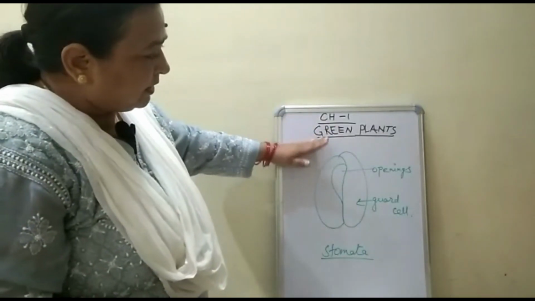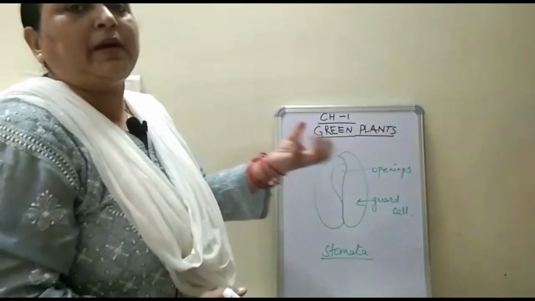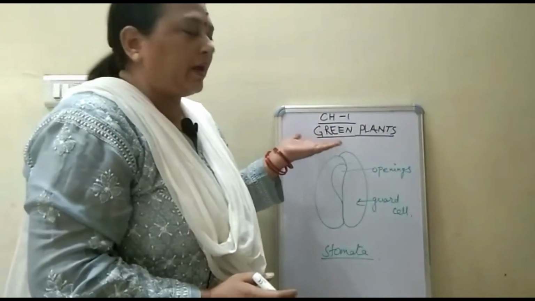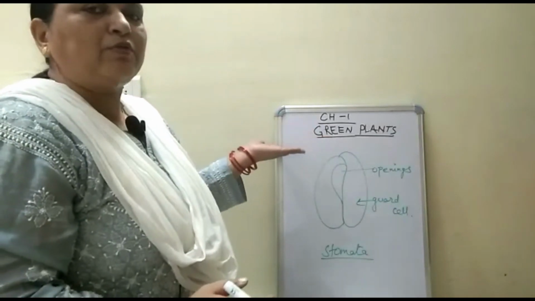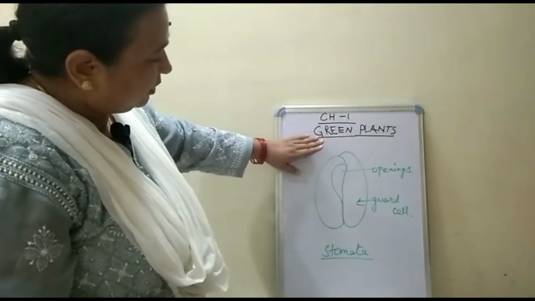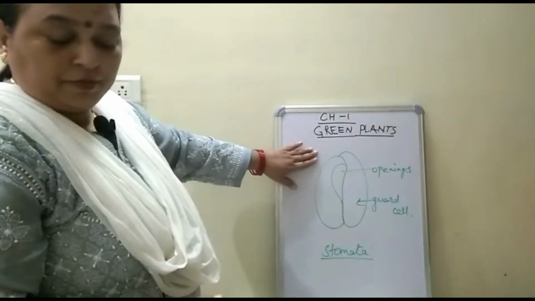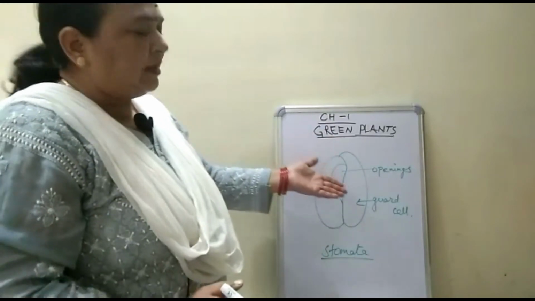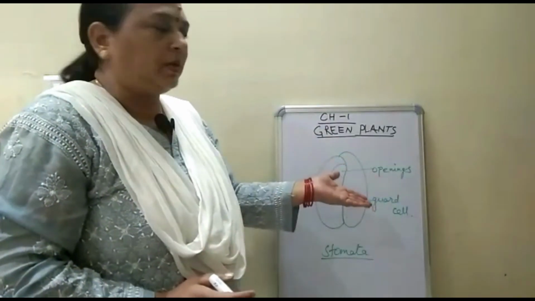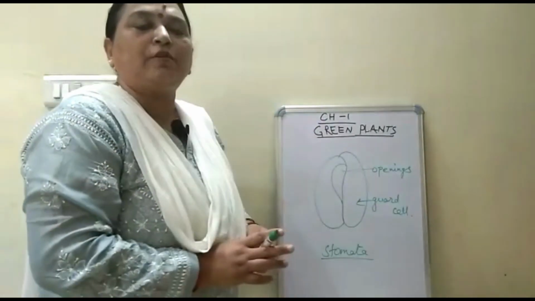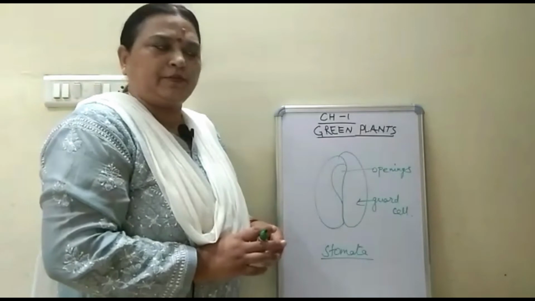So it helps in taking carbon dioxide from the air and giving out oxygen to the air, and also it gives out water. So stomata are tiny openings mostly found on the underside of the leaf, which take in carbon dioxide and give out oxygen to the atmosphere. So this is it. Now the function of leaf. What is the function of leaf?